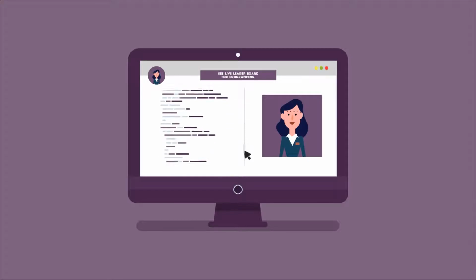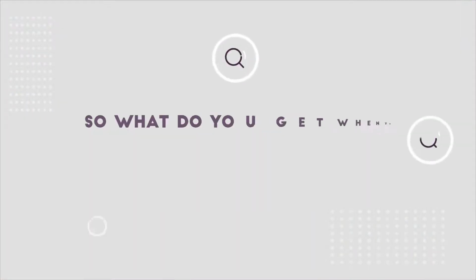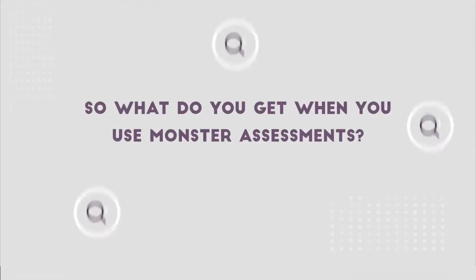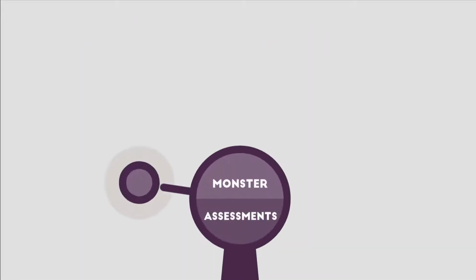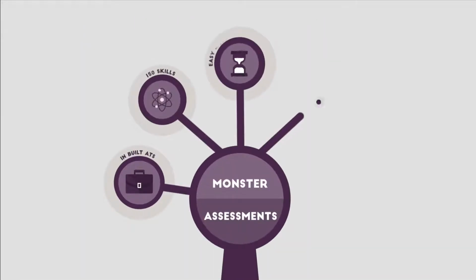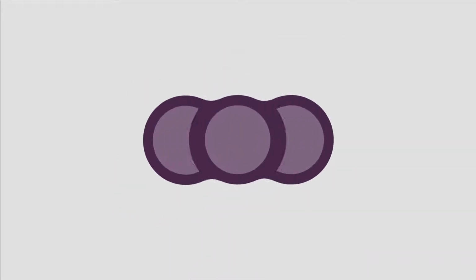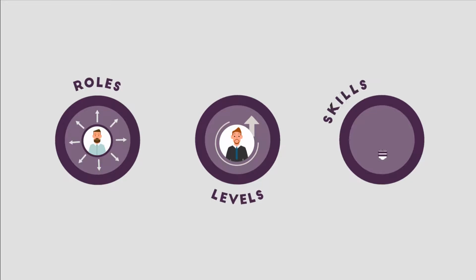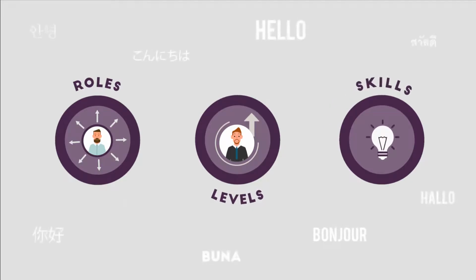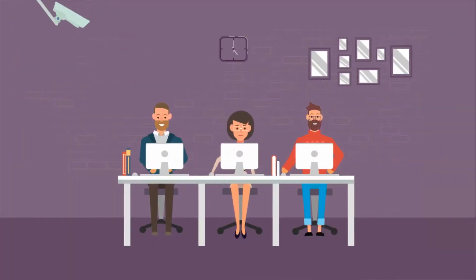live leaderboard for programming. So what do you get when you use Monster Assessments? You get easy to set up tests for 150 skills, including 18 coding languages. These tests can assess candidates across roles, levels, and skills, and are available in more than 100 languages. To prevent cheating, they use image and web proctoring.